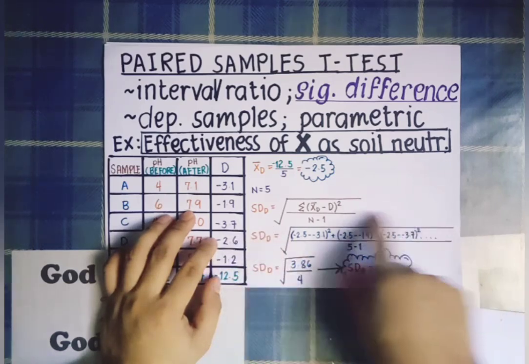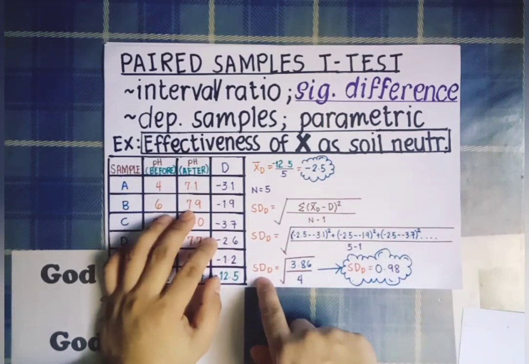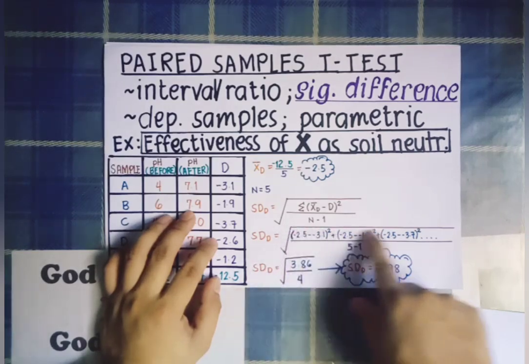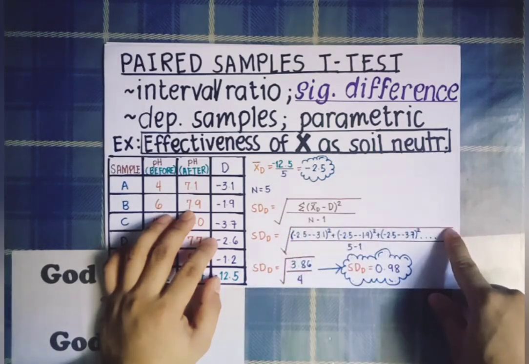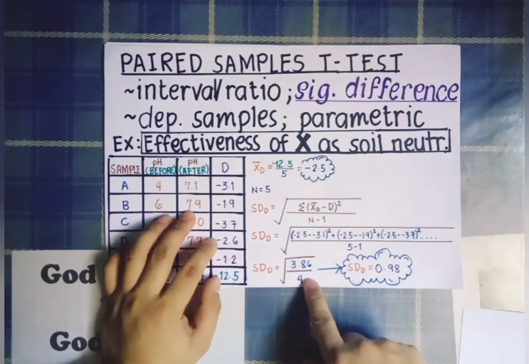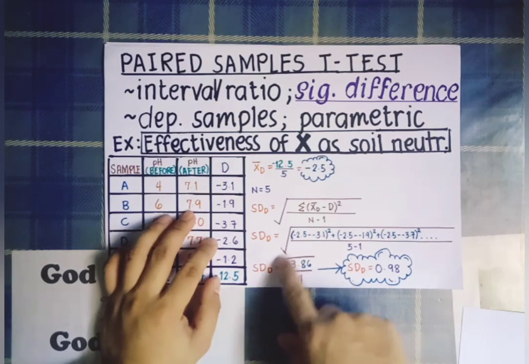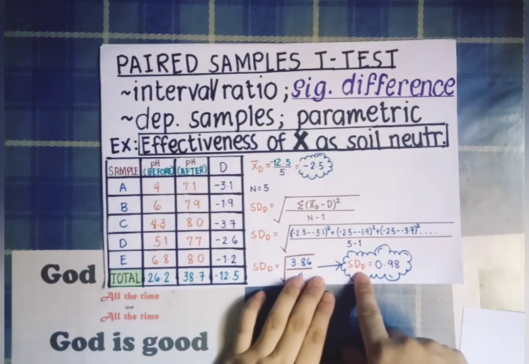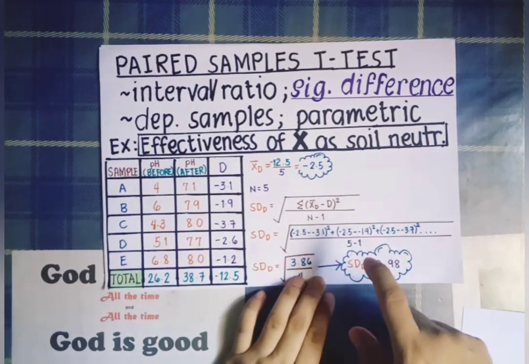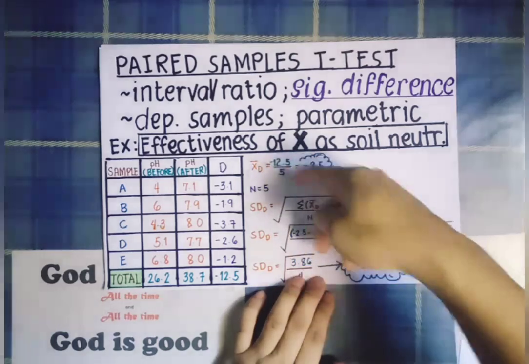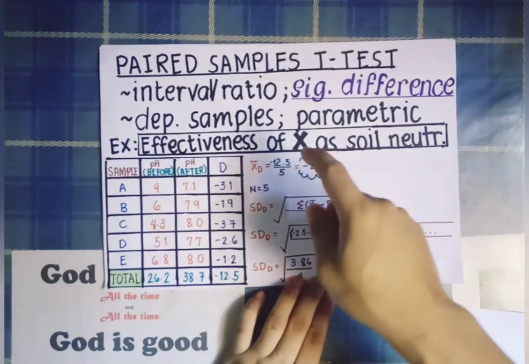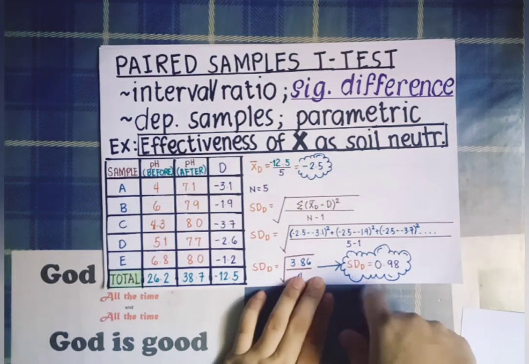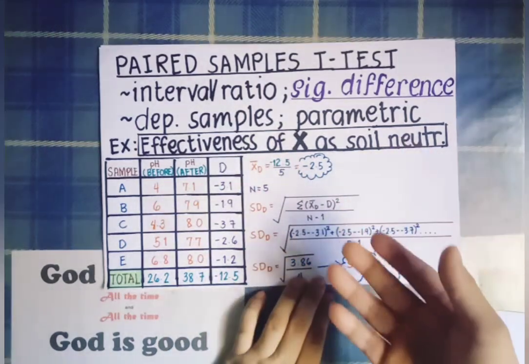Now, by simplifying this equation, we have the standard deviation for the difference, which is the square root of 3.86 as our numerator and 4 as our denominator. And by simplifying further, the standard deviation for the difference is 0.98. Later on, we are going to use these two values, the mean for the difference and the standard deviation for the difference, in the computation of the t-test proper.